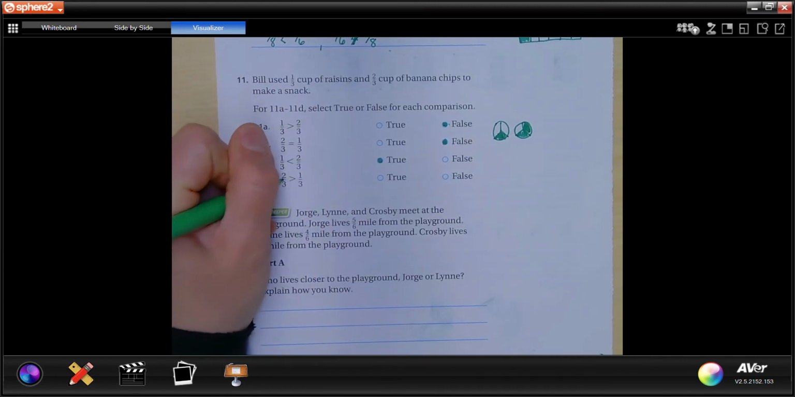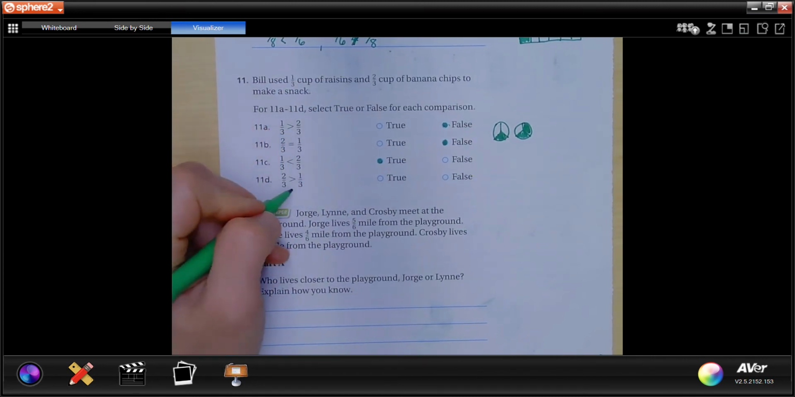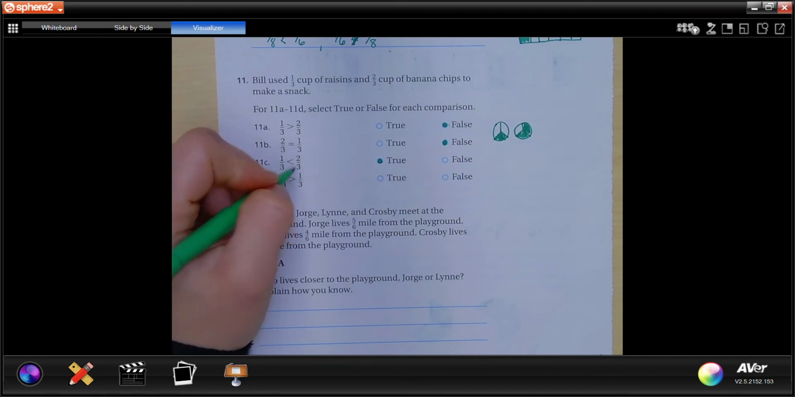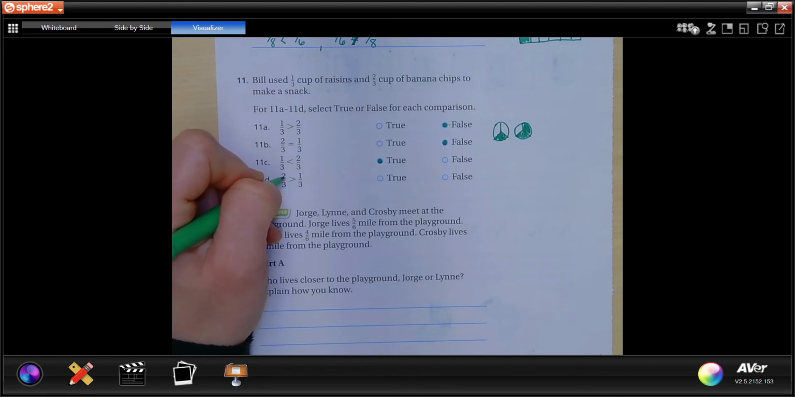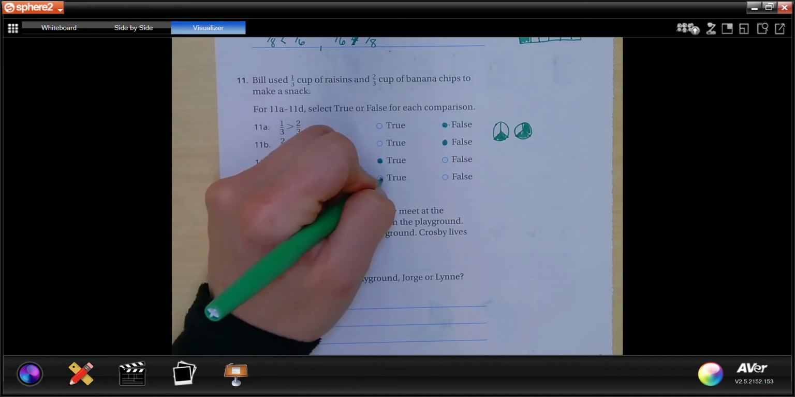11D, is 2/3 greater than 1/3? Our denominator is the same, so we're going to look at the numerators and see which one's larger, which one has more shaded. 2 is bigger, so 2/3 is greater than 1/3, so that is true.